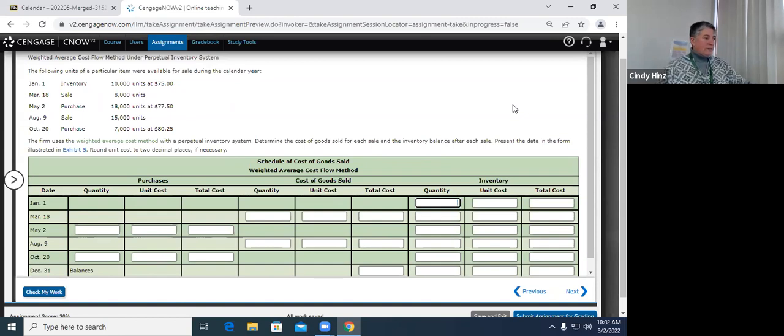So let's get started. We're using a perpetual system, so every time we have a purchase or sale, we need to update our records. And as I told you, every time we have a purchase, the update includes finding the new average price. So we start the month with 10,000 units with an average price of $75 each. So the total value of our inventory at the beginning of the month was $750,000.